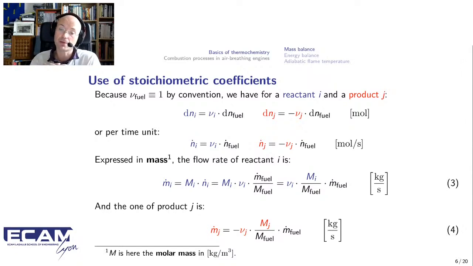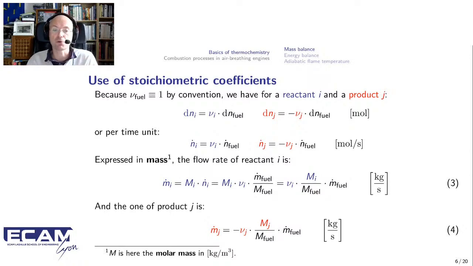They are the kind of relation we can use in order to establish the link between the mass flow rate of, for example, a reactant here in blue or a product here in red, and the mass flow rate of the fuel. The only difference between these two last relations, equation 3 and equation 4, is about the minus sign. It's just a convention of sign, okay?